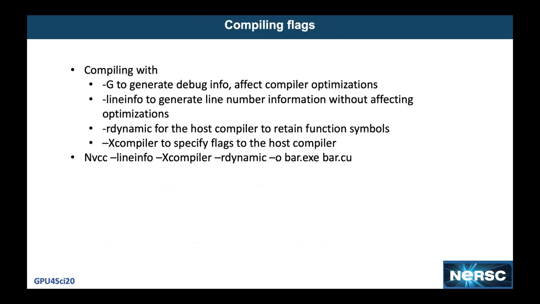So to have the necessary information for good debugging, you will use the hyphen capital G or hyphen lineinfo to get the line info for the debug. And -rdynamic gives you the symbol information on the CPU side, for which you must put -Xcompiler before the -rdynamic, telling NVCC that this option is for the host compiler.